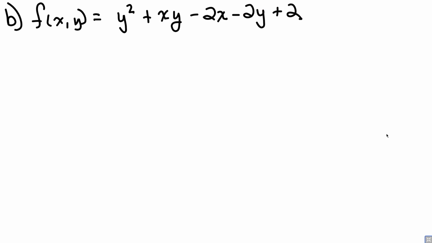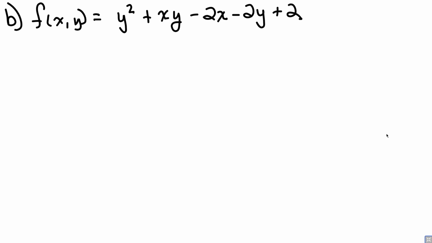All right, so the next example, we have f of xy is equal to y squared plus xy minus 2x minus 2y plus 2. No, it does not produce a saddle point. The only way you can produce a saddle point is if that subtraction equation is less than 0. Okay, so let's go through this and find all our partials.